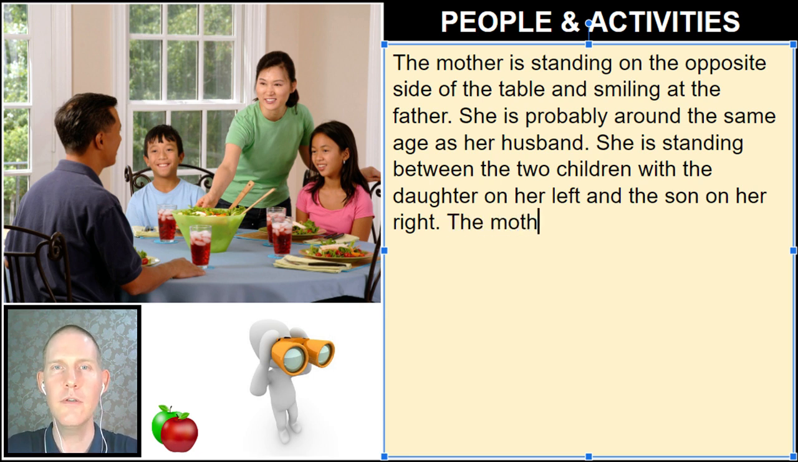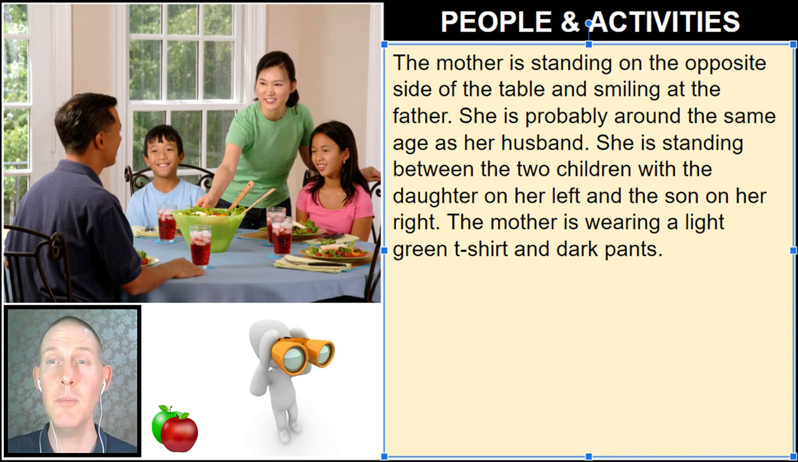The mother is wearing a light green t-shirt and dark pants. And I'm going to guess they're pants. I suppose it's possible that it's a skirt, but we'll just make a guess. Mahmoud says, what is the action name that she's doing? Be patient, it's coming. The t-shirt is not a polo shirt. Remember, there are no buttons and there's no raised collar. So the dad has the polo shirt, but the mom is wearing a t-shirt.